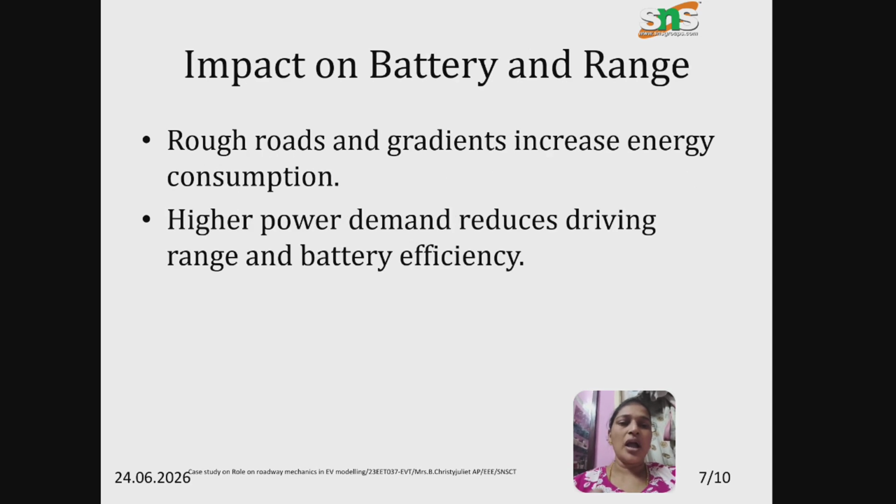Now, how does it impact battery and range? Rough roads and gradients increase energy consumption. Yes, that is quite a regular thing. If the road is very rough, or has a lot of steepness, then it increases the energy consumption. And if the energy consumption increases, the power demand also increases, and the higher the power demand, it reduces the driving range and battery efficiency also. So everything is connected.